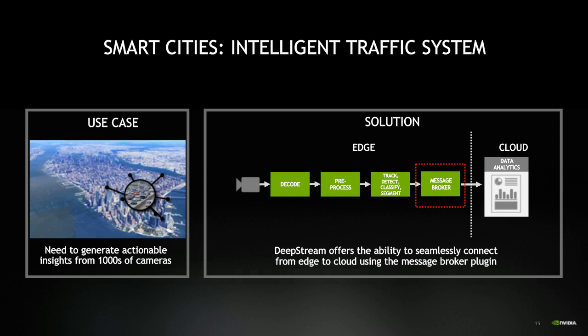In addition, transferring terabytes of video data to the cloud might not be feasible due to bandwidth limitations. So, you want a solution that analyzes the pixels on the edge and transfers only the vital metadata to the cloud or analytics server for further insights. On the right is the solution for a smart city, which does the perception on the edge and sends just the metadata to the cloud. DeepStream, with its message broker plugin, offers the ability to seamlessly connect from the edge device to the cloud. In the next few slides, I'll go over the message broker plugin in more detail.